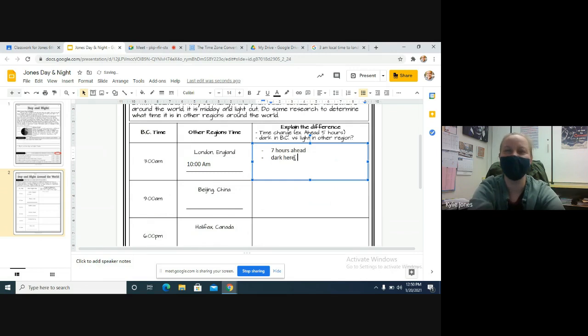And then if it's 10 a.m. in London, do you think it's dark or light there? Right. Probably light there. Okay? So that's the two things that I want you to do. Find the correct time. And then explain if you think it's going to be dark or light, how far ahead or behind the other people are of us. Does that make some sense on this page?